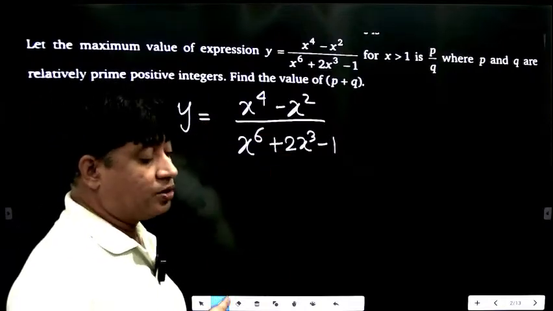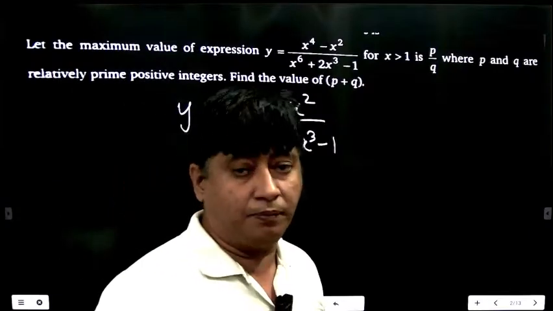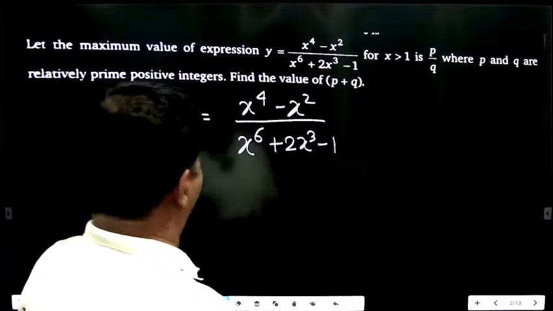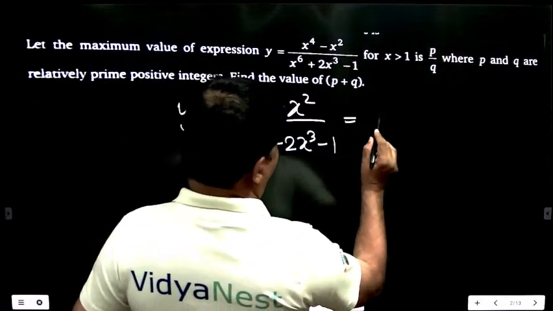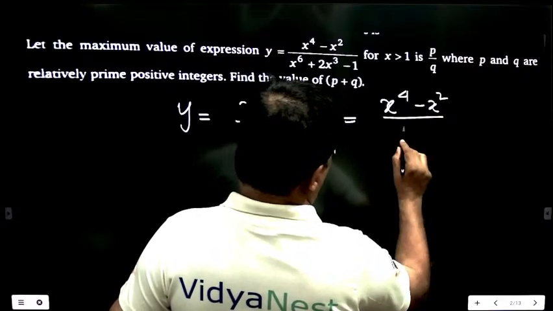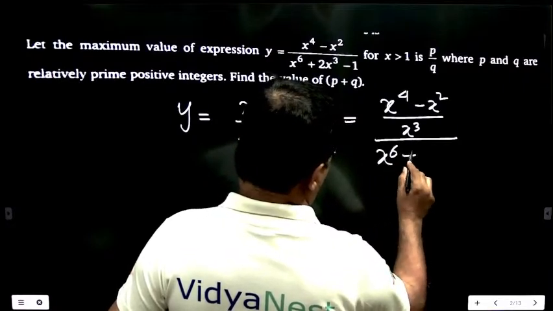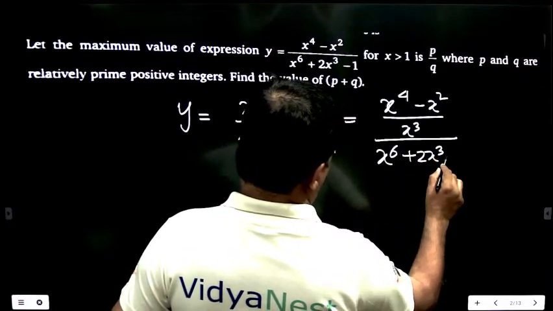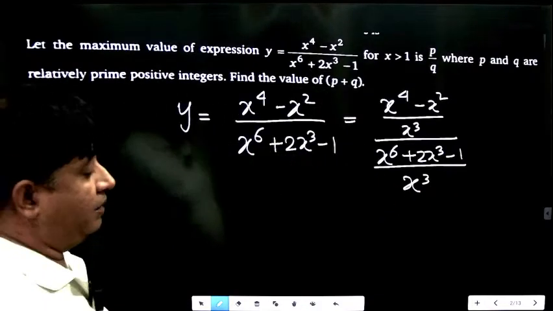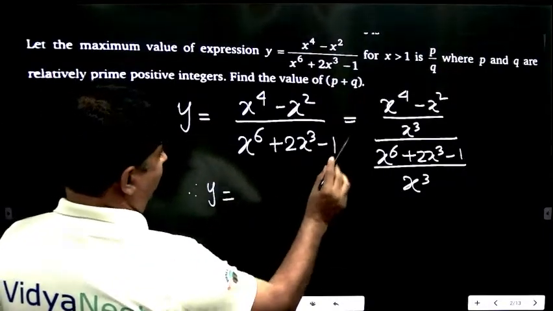By calculus also you can do this, but if you use calculus here, the solution will be a little bit bigger. So what is the trick you have to follow? You have to divide the numerator by x cube and the denominator by x cube. Therefore, y will be what?